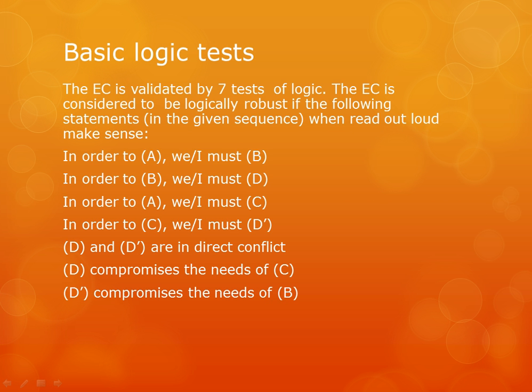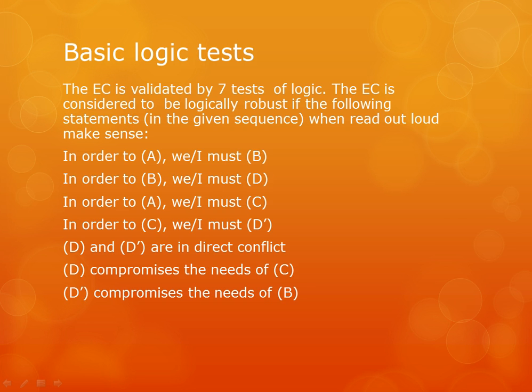So in terms of the basic tests, there are 7 of them. You can see that they're broadly divided up into 3 groups. The first one being testing the relationship between the entities A, B, B, D, A, C and C, D prime. And we're just testing the veracity of that relationship and making sure that the wording hangs together as well as the logic.